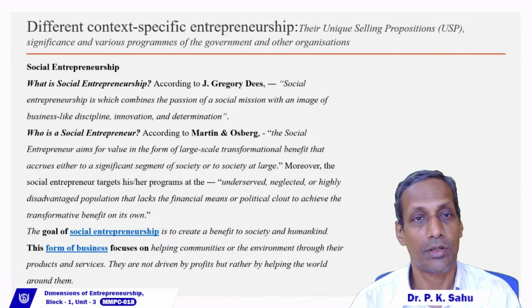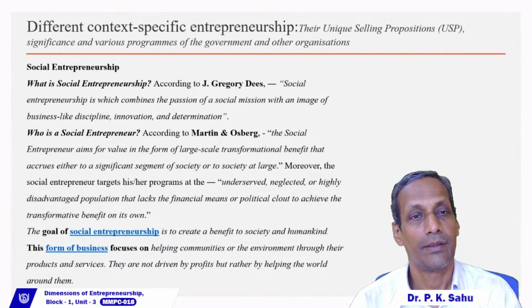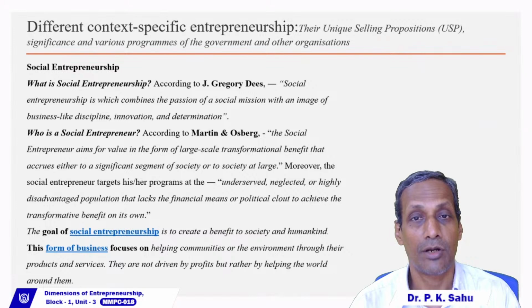Various theorists or scientists or economists have defined social entrepreneurship. According to Gregory Dees, social entrepreneurship is that which combines the passion of a social mission with an image of business-like discipline, innovation, and determination. This is a very important definition of social entrepreneurship, wherein the theorist combines the passion of social mission with business. The attributes should be discipline, innovation, and determination that need to be combined with the social mission that one has. Now, who is a social entrepreneur?